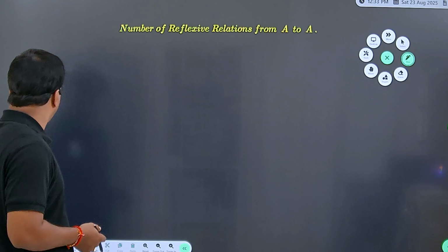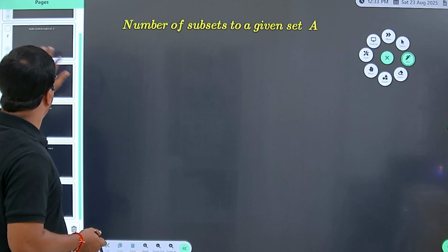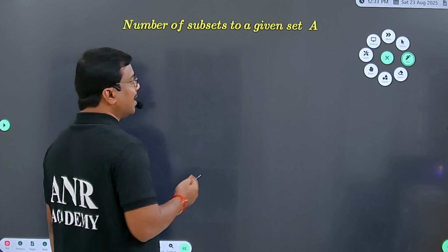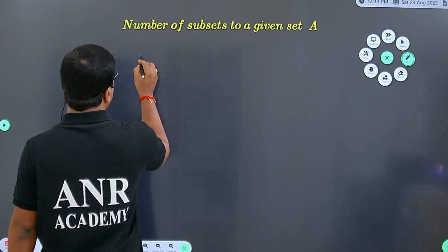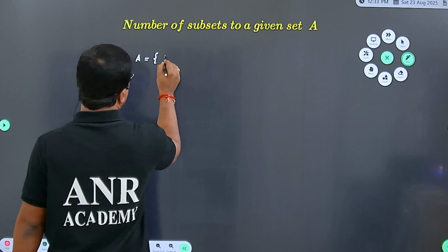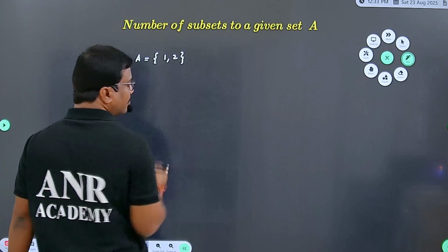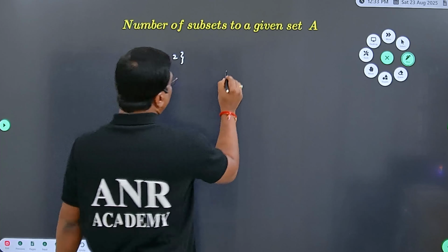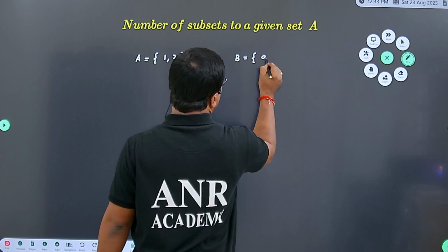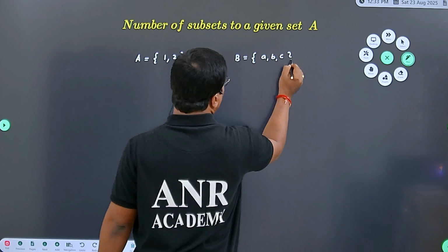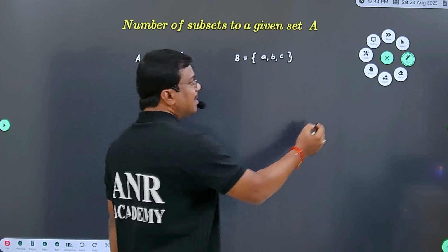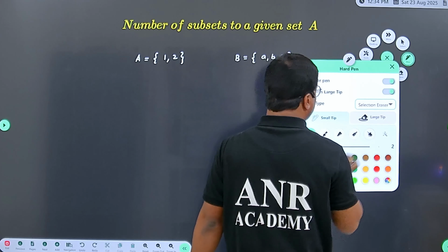Yes, first one, how to find the number of subsets of a given set. I am going to select an example. Let us suppose a set capital A containing entries only 1 and 2. Another set I am going to consider, B, having entries small a, small b and small c. Now write subsets of A and subsets of B.